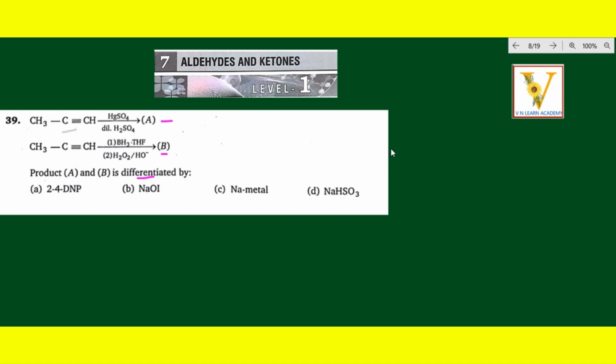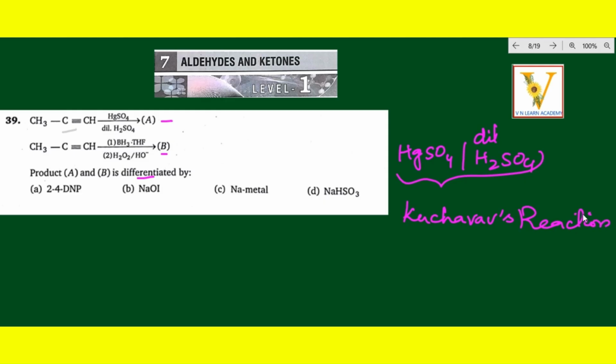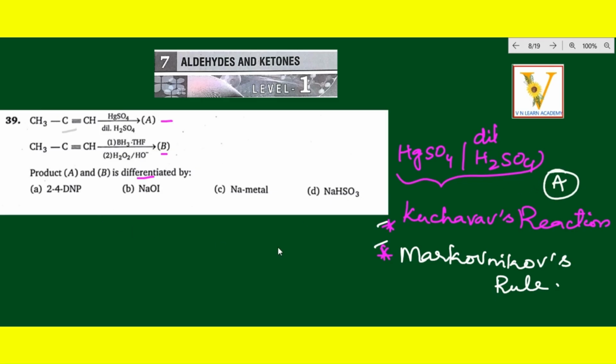How do we differentiate? First, this is dilute H2SO4 along with HgSO4. This is Kucherov's reaction, you know very well. One more thing we can make out: because dilute H2SO4 is an acid medium, this is Markovnikov's rule. Both points we can bring over here. Another one is the second option. This is product A, and this is option B.